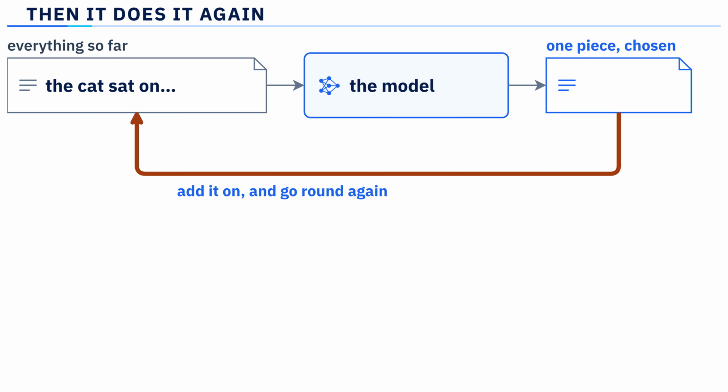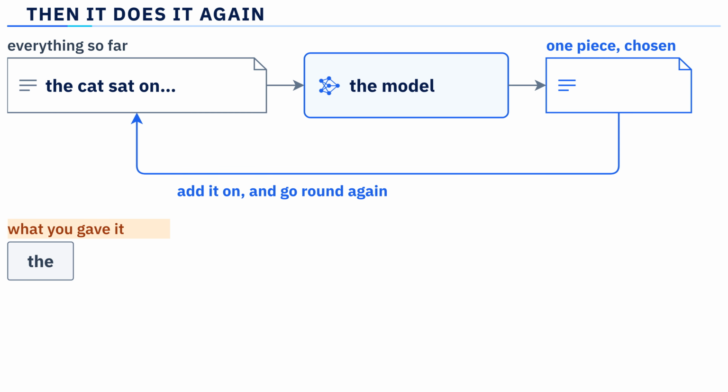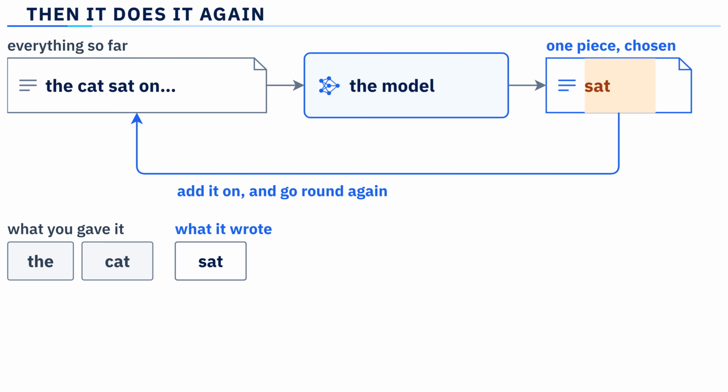Watch this box and the row along the bottom together. We begin with the words you gave it, the cat. Those 2 pieces are yours, not its. The box at the top is still empty because the model has not chosen anything yet. Now it runs. First trip round the loop and it picks sat. Sat is added to the row. Everything from here along is the model's own work.